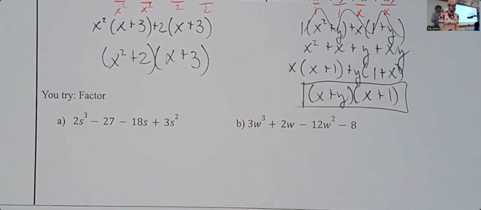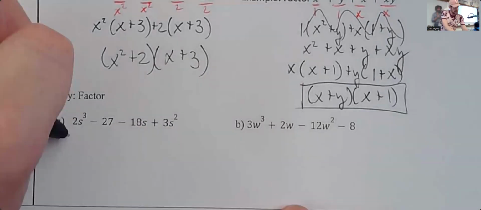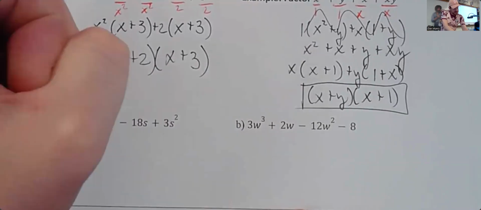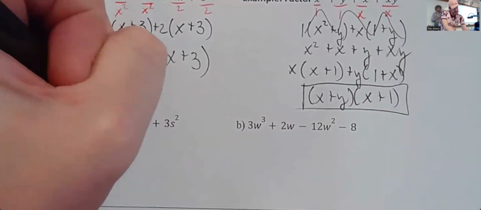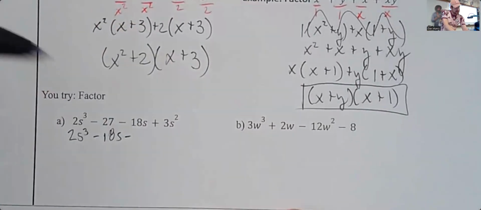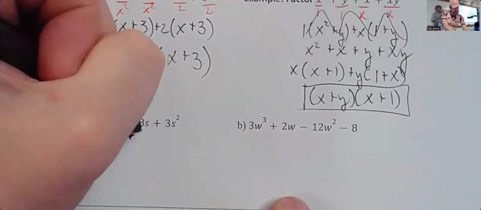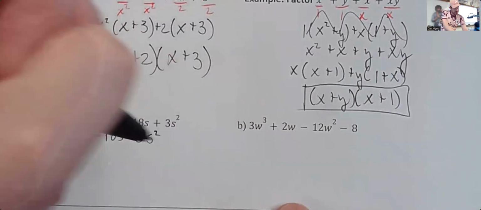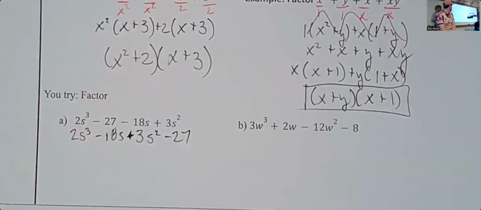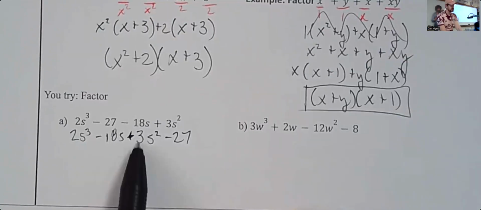The two middle ones will be plenty to switch those out. So if you have 2s to the third minus 18s, actually, I'm going to make sure that things end up in the parentheses in the same order this time. So I'm going to say plus 3s squared and then minus 27 after that. That'll just make things the same order inside the parentheses if we do it that way. You'll end up with the same answer if you just switch the two in the middle.